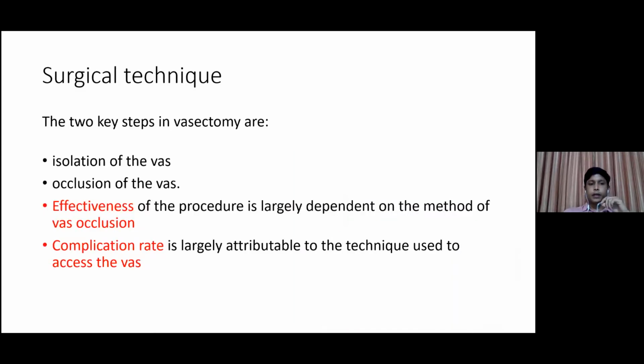And for the surgical technique, of course, we have to consider two main things. One is isolation of the vas, and the other is occlusion of the vas. The effectiveness of the procedure mainly depends on the method of vas occlusion, and the complication rate mainly depends on the access to the vas.